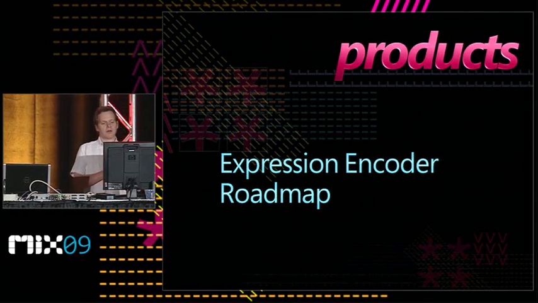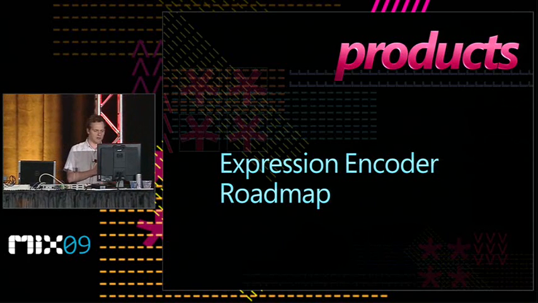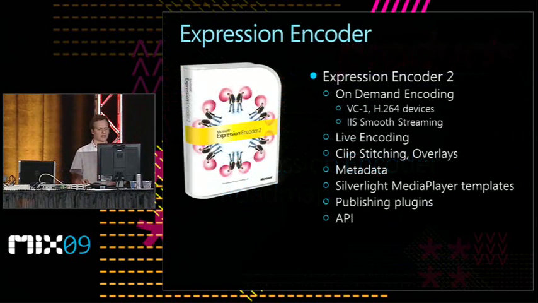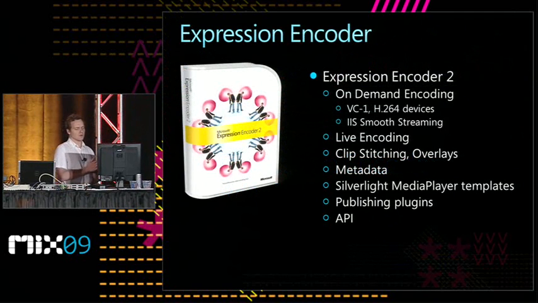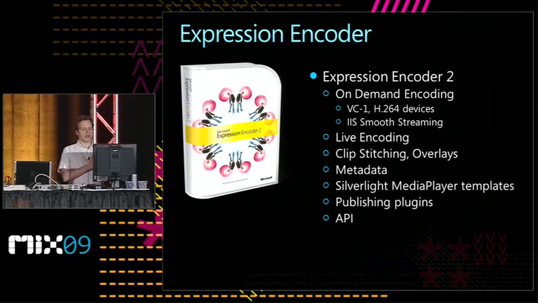So we're going to finish up now by looking at the roadmap for Expression Encoder. We're actually going to take a glimpse at version 3 and see what's coming down the pike. So we'll first of all focus on version 2. A couple of things to take away here. We do VC-1 and H.264 encoding right now.